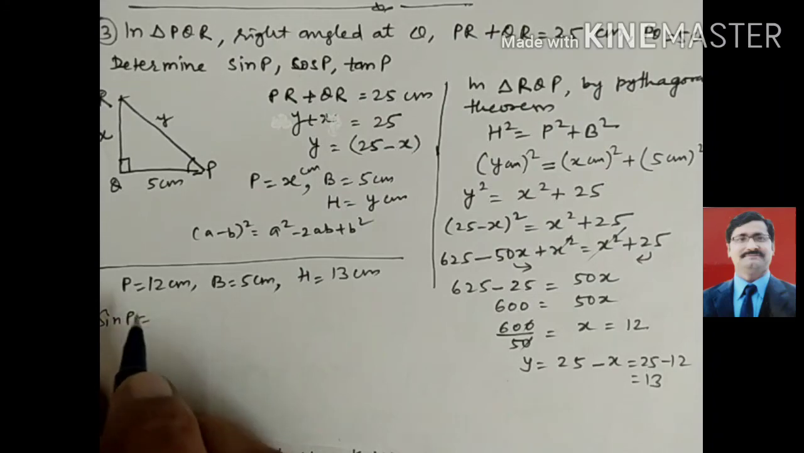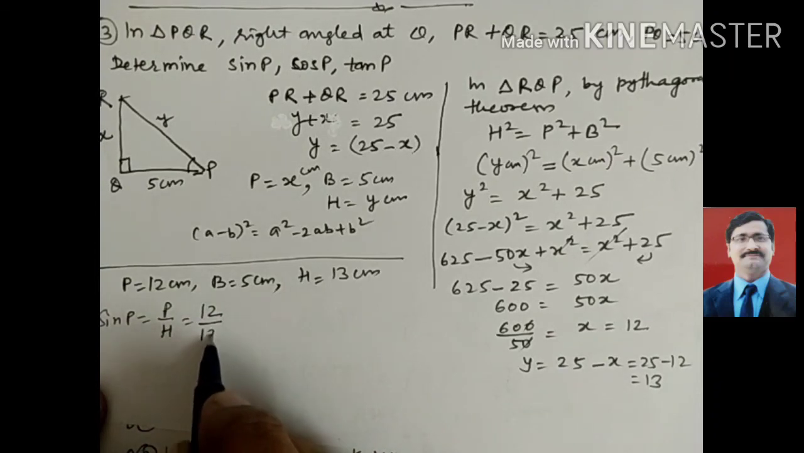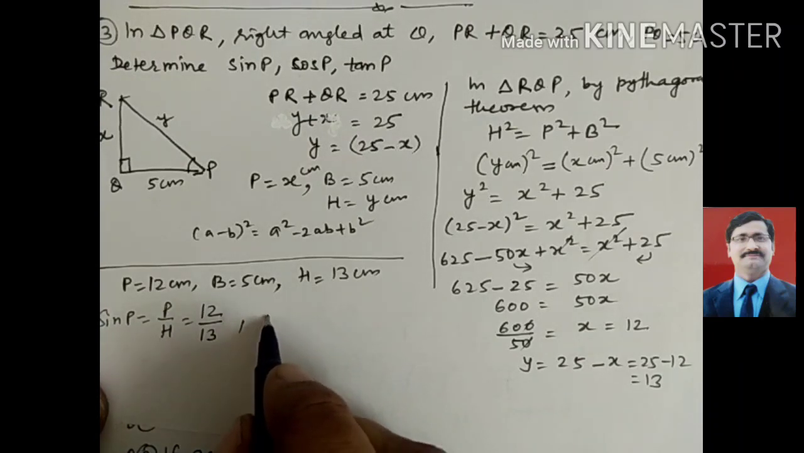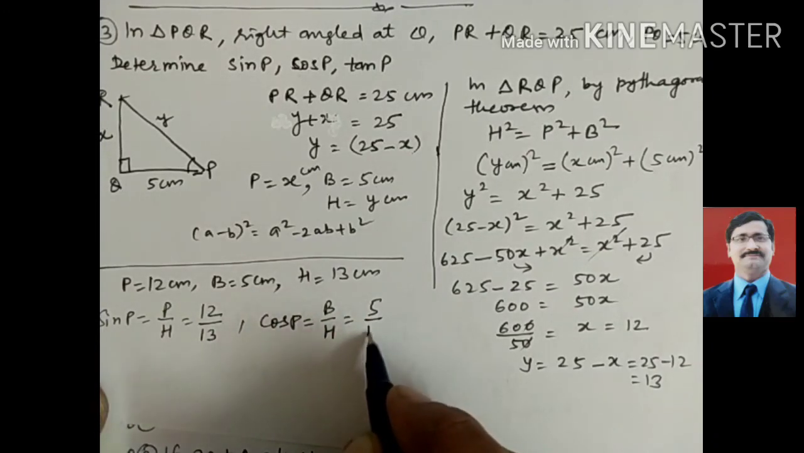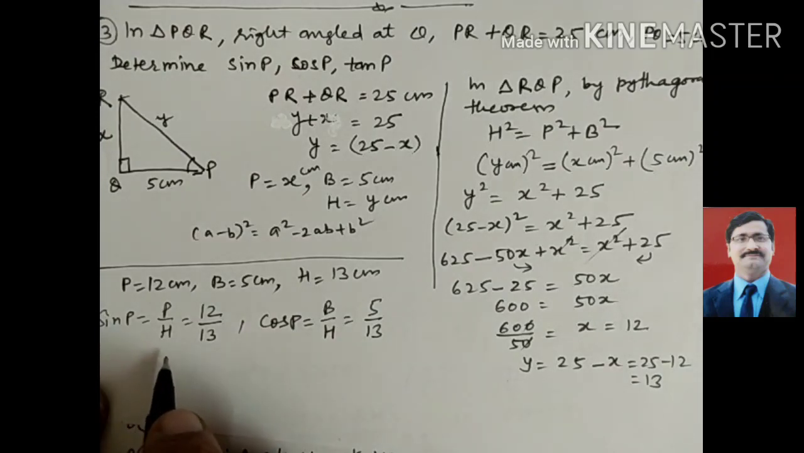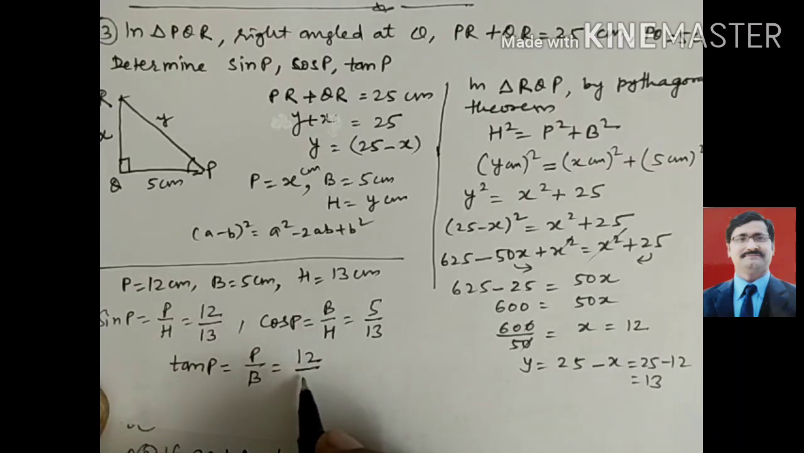Sin P is perpendicular upon hypotenuse. Perpendicular is 12 and hypotenuse is 13. Centimeter you can cancel. Next we have to find cos P. Cos P is base upon hypotenuse. Base is 5 and hypotenuse is 13, so cos P equals 5 upon 13. Next we have to find tan P, and tan P equals perpendicular upon base. Perpendicular is 12 and base is 5, so we get 12 upon 5. These are the answers: sin P equal to 12 upon 13, cos P equal to 5 upon 13, and tan P equal to 12 upon 5.